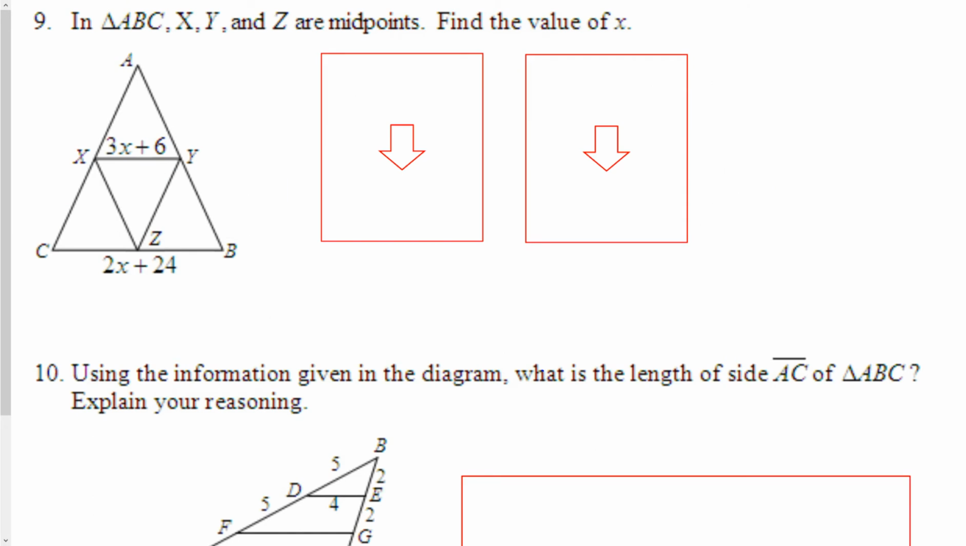In number 9, again, we're given X, Y, and Z are midpoints, so very important information there that we need to make sure we have so that we can actually work through this problem. Without it, we would not be able to do anything. So now that we know that those three are midpoints, we can say that XY, YZ, and ZX are all midsegments. So I'd like you to now find the value of x.